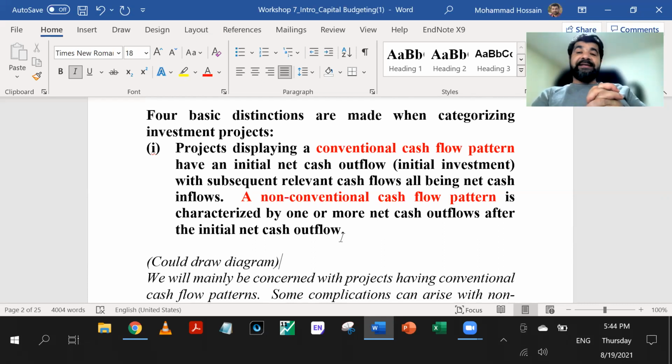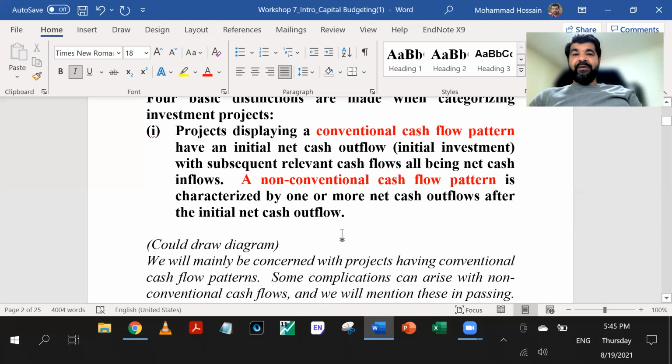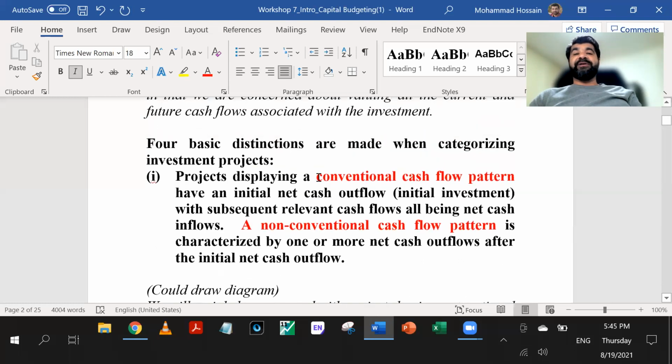That's what we are going to analyze mainly here. When we analyze these things, cash flow is a very important thing: how the cash is going out, and how much cash is coming in to the business. In that case, one of the ways is called the conventional cash flow pattern.